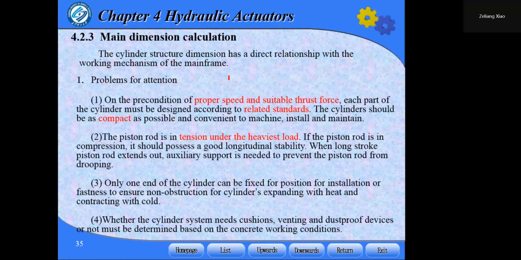Third, only one end of the cylinder can be fixed in position for installation or fasteners, to avoid obstruction of the cylinder expanding with heat and contracting with cold. Last one, whether the cylinder system needs cushions, venting and explosion-proof devices must be determined based on the correct working conditions.